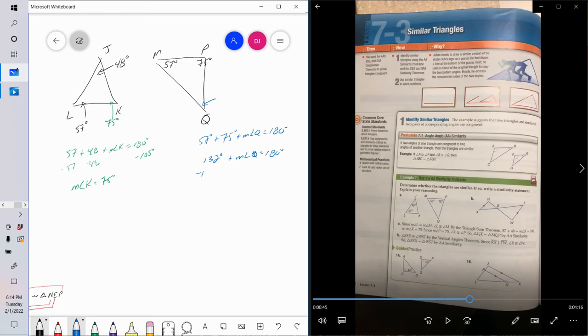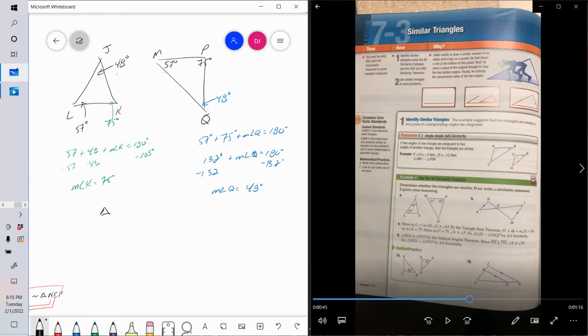Okay, so now I'm going to subtract 132 degrees from both sides. The measure of angle Q is 180 minus 132, which should be 48 degrees. And now I notice that the three angles of the two triangles are congruent to each other. We have 48, 57, 75. Since the three angles of one triangle are congruent to the three angles of another triangle, I know that those two triangles are similar.